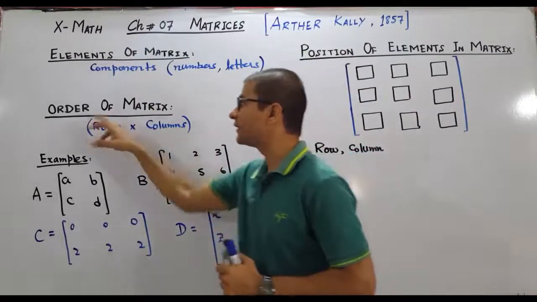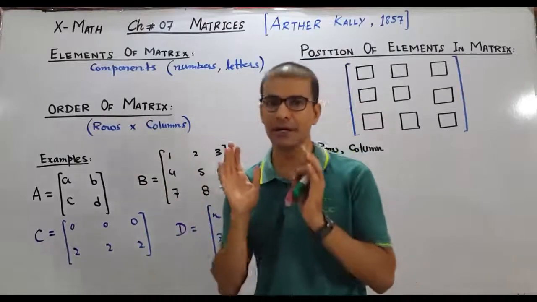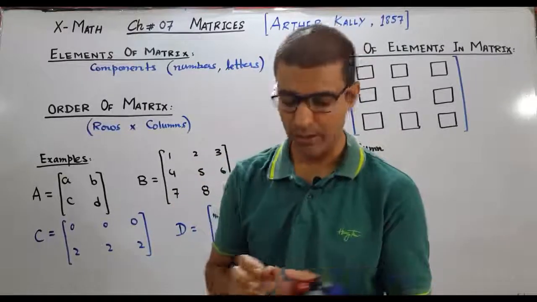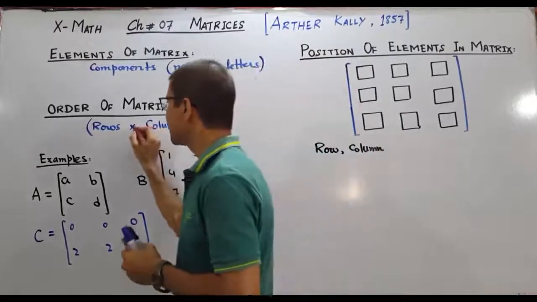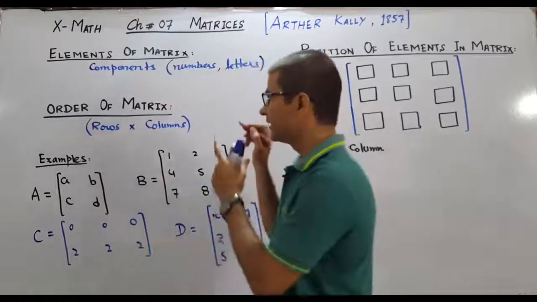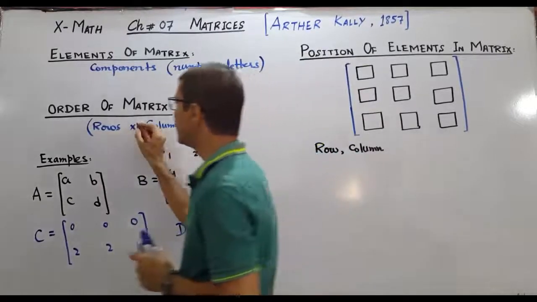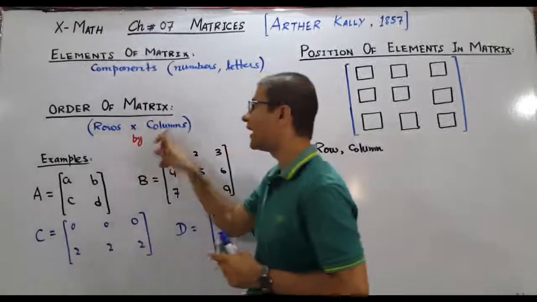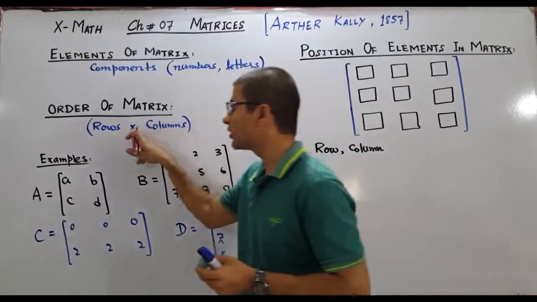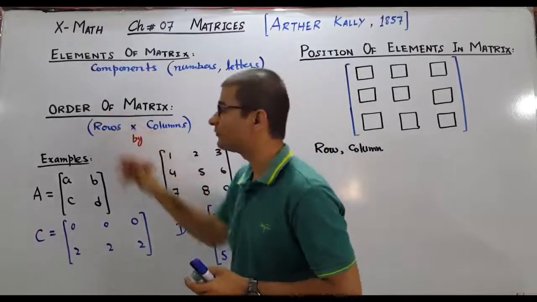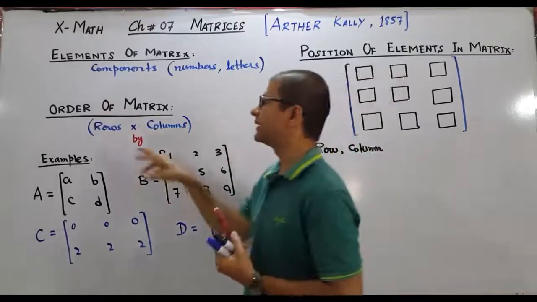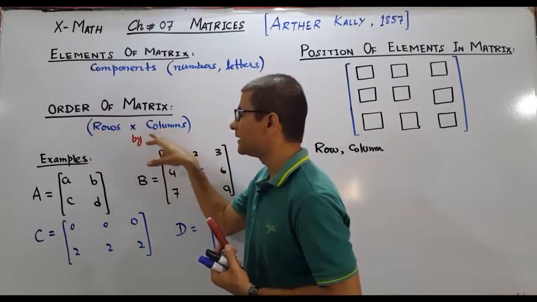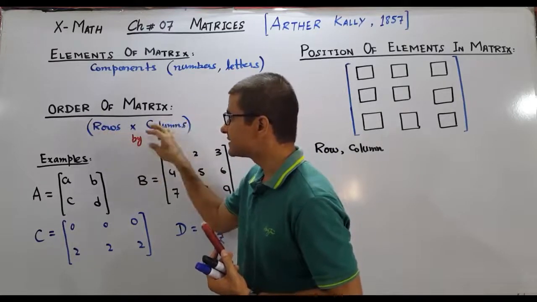Next thing is order of matrix. Order means number of rows by number of columns. Row by column. This is a symbol of multiplication, but in case of order we read this symbol as by, row by column. This is not multiplication. In case of order we will not multiply rows and columns. This is just a symbol.